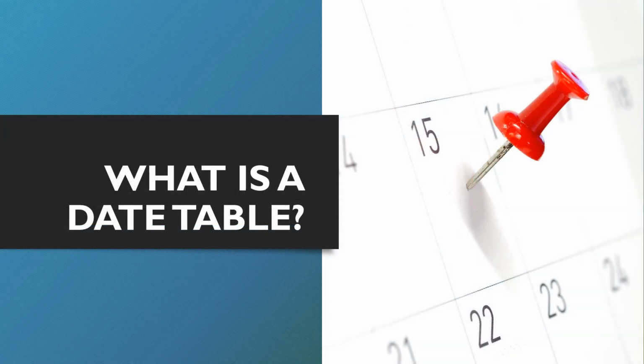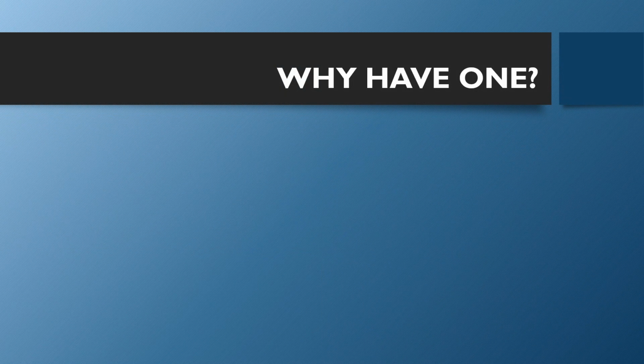So what is a date table? A date table, also known as a date dimension or calendar table, is a table that contains a list of dates and other relevant information about those dates. Having a date table or a calendar table in a data model can be beneficial for several reasons.